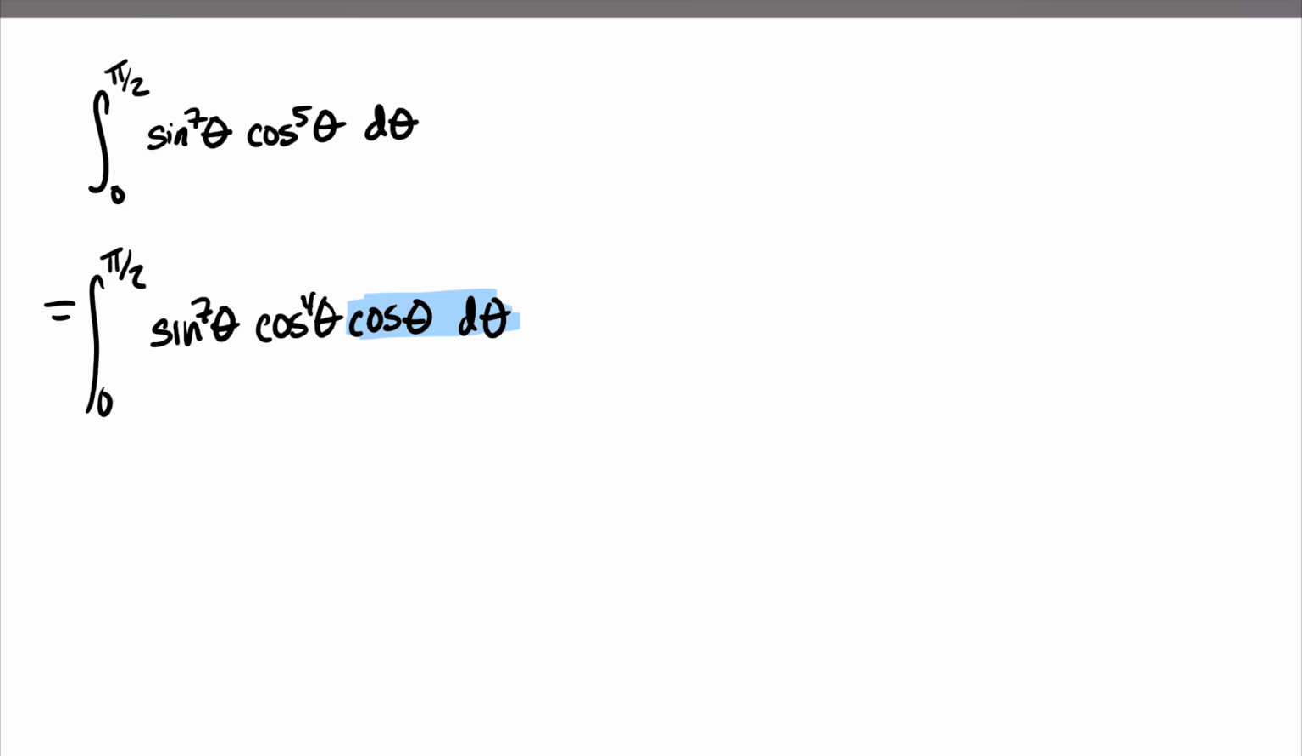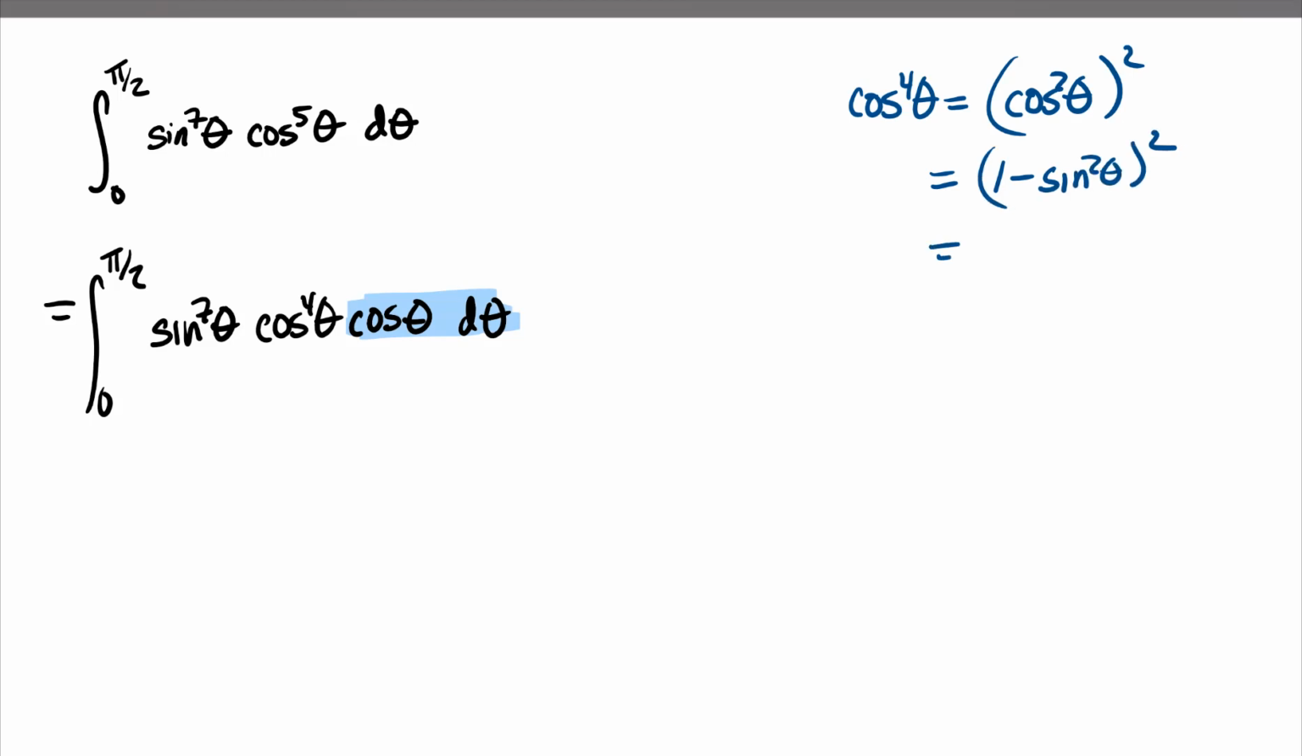So let's change our cosine to the 4th. I'm actually going to do it off to the side. Cosine to the 4th is the same thing as cosine squared squared. So it's 1 minus sine squared, squared. So we get 1 minus 2 sines of theta plus sine to the 4th of theta. And we don't actually have to take it all the way, but you're going to end up having to do it anyway.